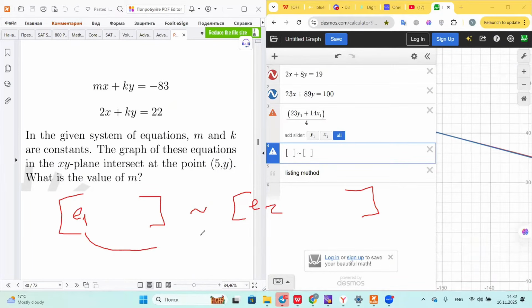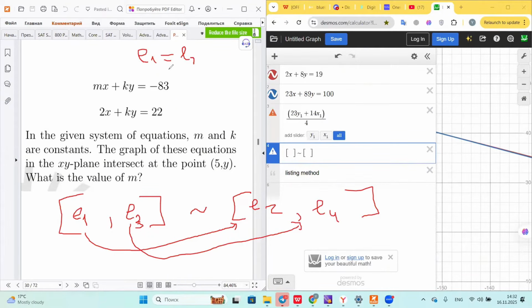Like they are equal. And here you should use a comma. Here expression 3 should be equal to another one, let's say expression 4. Those are equal. What does it mean? It means expression 1 equals expression 2, and expression 3 equals expression 4. You can see, guys, the mathematical way translates into Desmos like this.